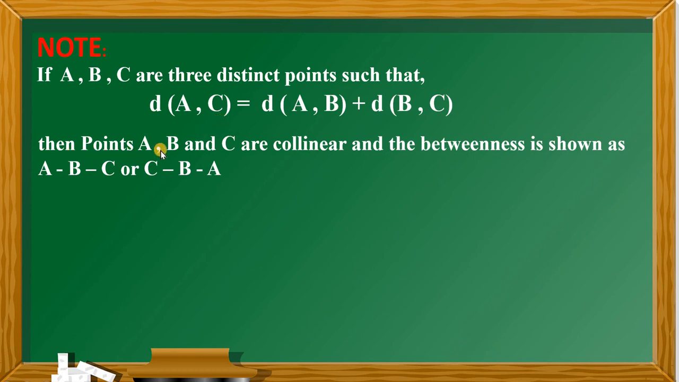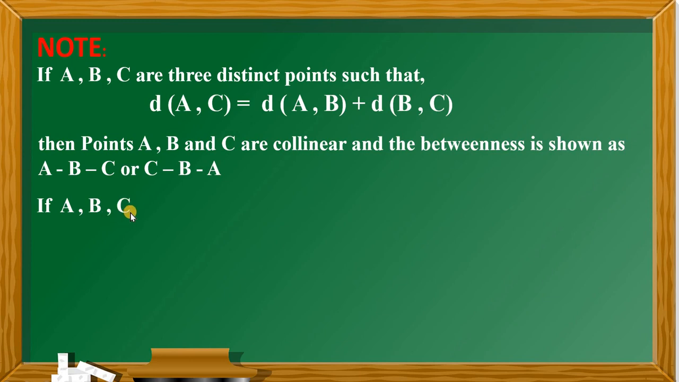So we can say that points A, B and C are collinear, and the betweenness is shown as A-B-C or C-B-A. See, note students, here AC is the greatest distance. So A and C will be towards the extremes, and the third point, that is B, will come in the center. Clear? Now let's see what happens in the next case.